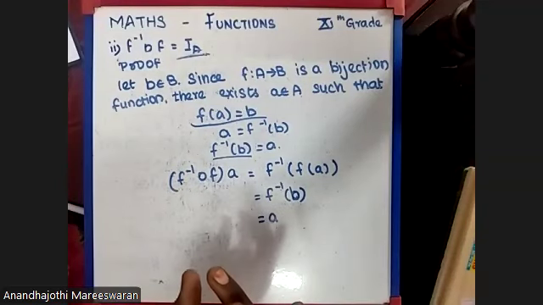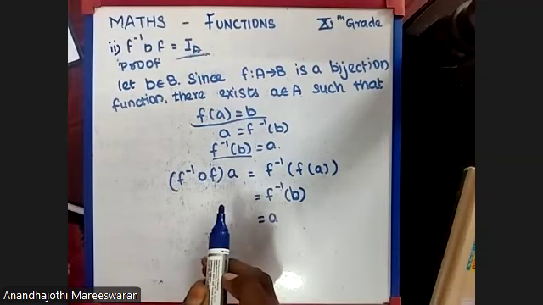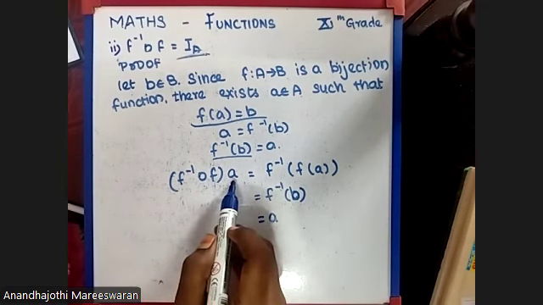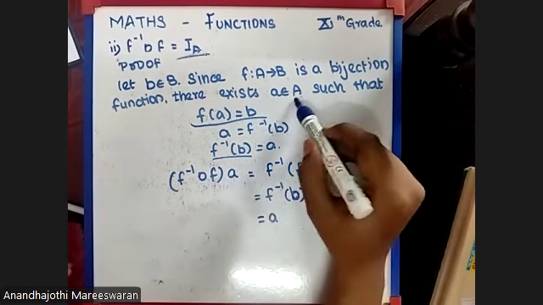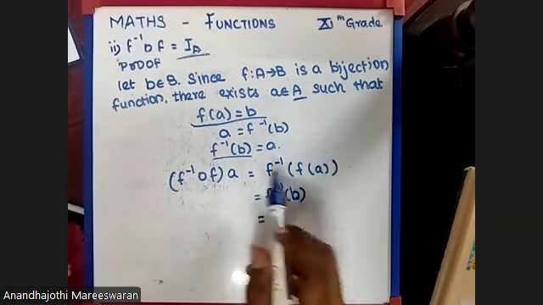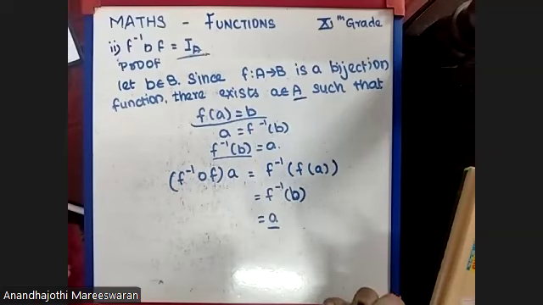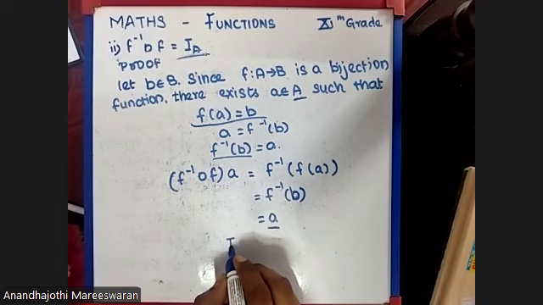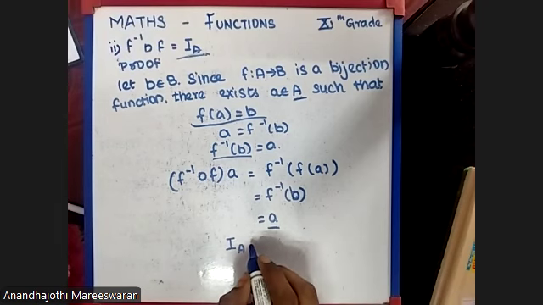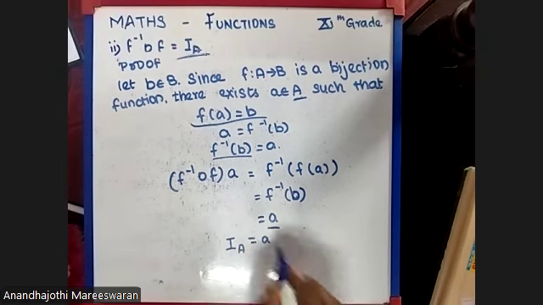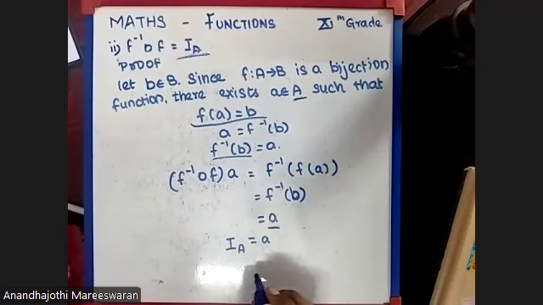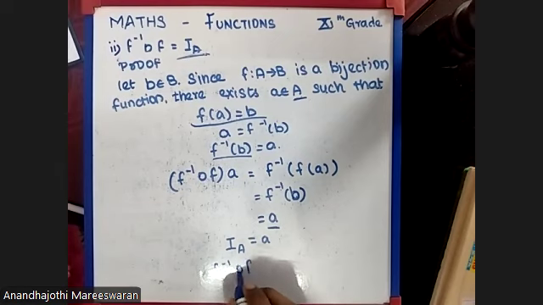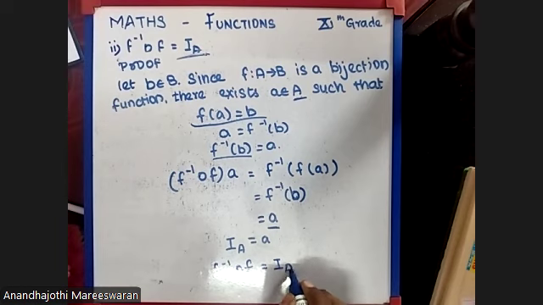Now listen clearly. What did I give as input? a. a belongs to which set? Set A. Right? What is the final output? The same a, belongs to A. So we can also say that I_A of a is a. So we can write f inverse circle f equals I_A.